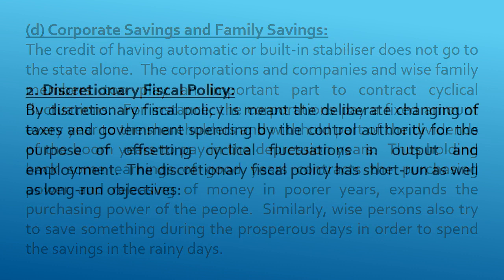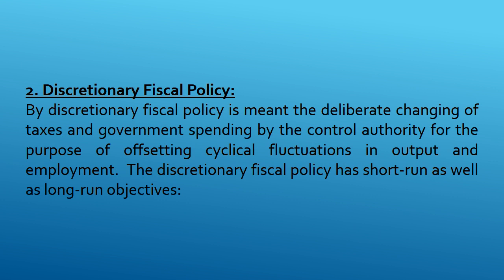Similarly, wise persons also try to save something during the prosperous days in order to spend the savings in the rainy days. 2. Discretionary fiscal policy. By discretionary fiscal policy is meant the deliberate changing of taxes and government spending by the control authority for the purpose of offsetting cyclical fluctuations in output and employment. The discretionary fiscal policy has short-run as well as long-run objectives.